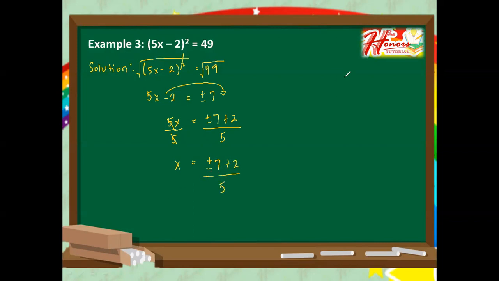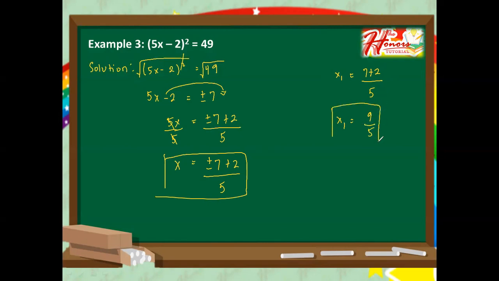Let's solve for x sub 1 and x sub 2. We will use this equation. So for x sub 1, I want you to choose first positive or negative 7. So let's have positive 7. So that's 7 plus 2 over 5. So x sub 1 is equal to 7 plus 2, that's 9 over 5. So this is x sub 1.